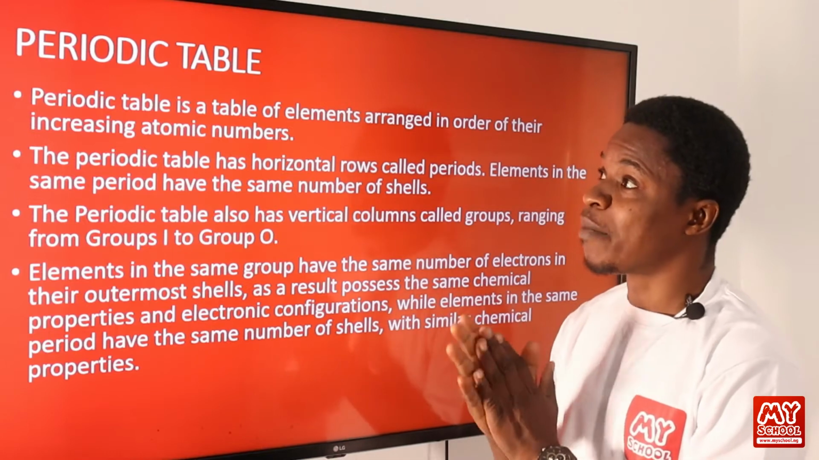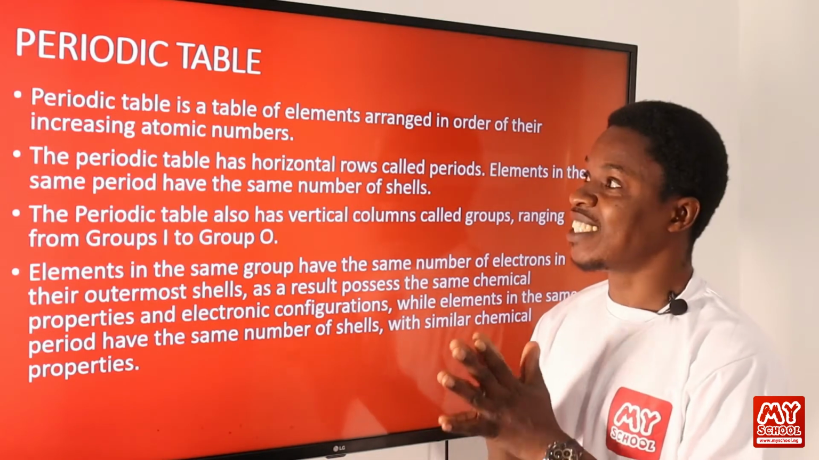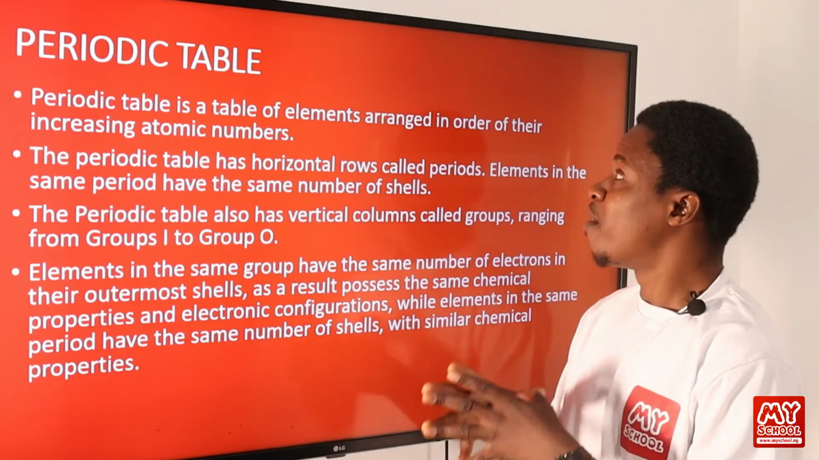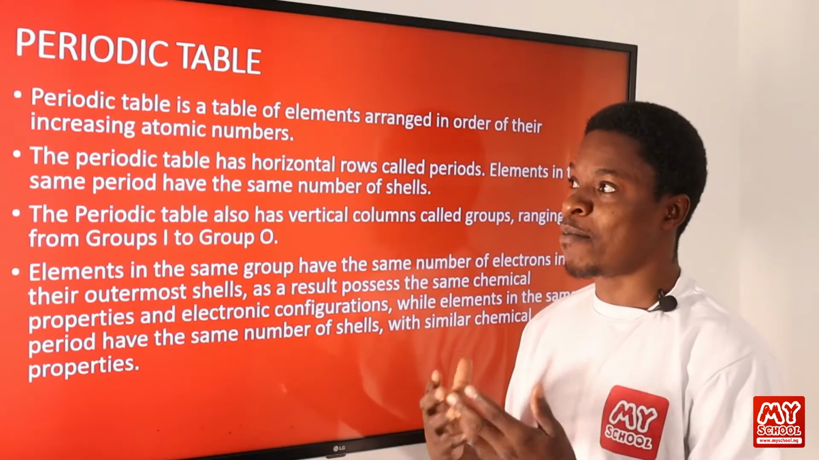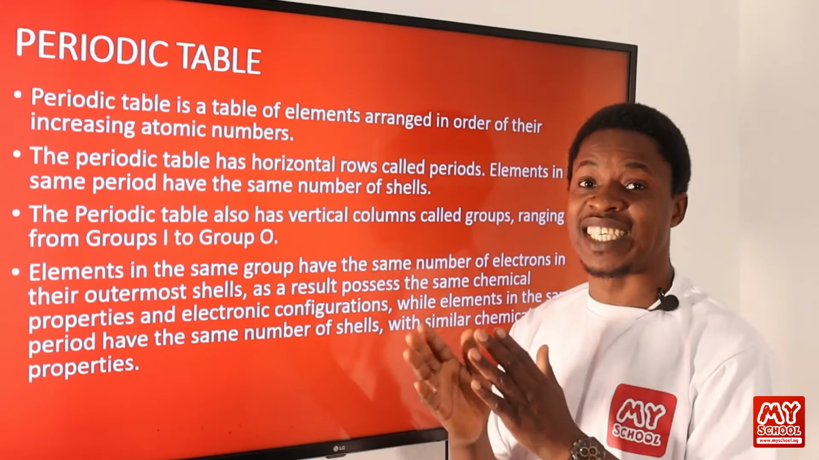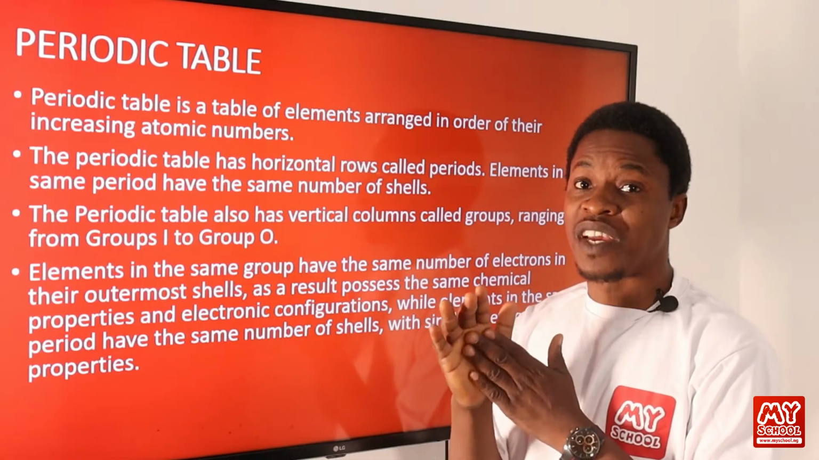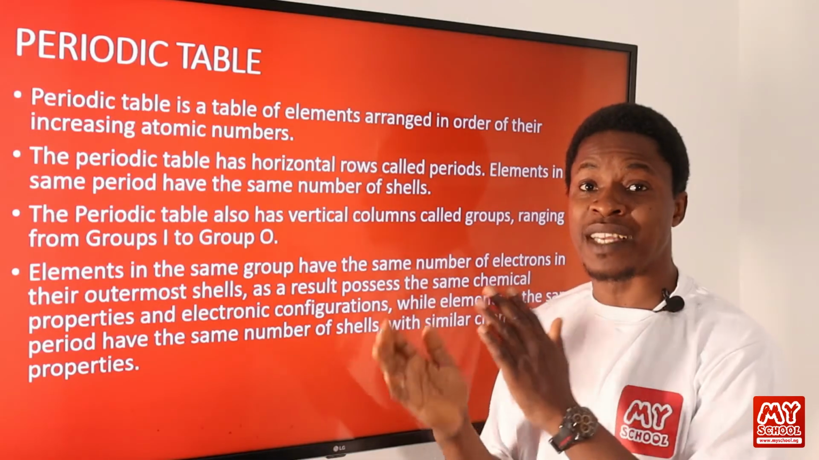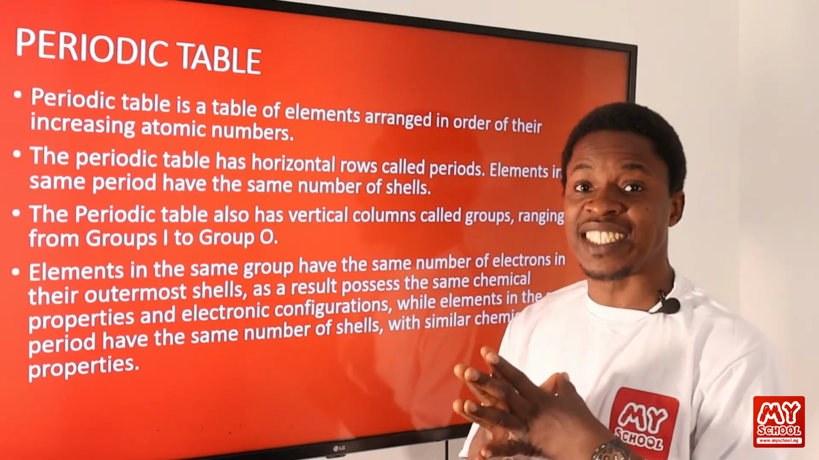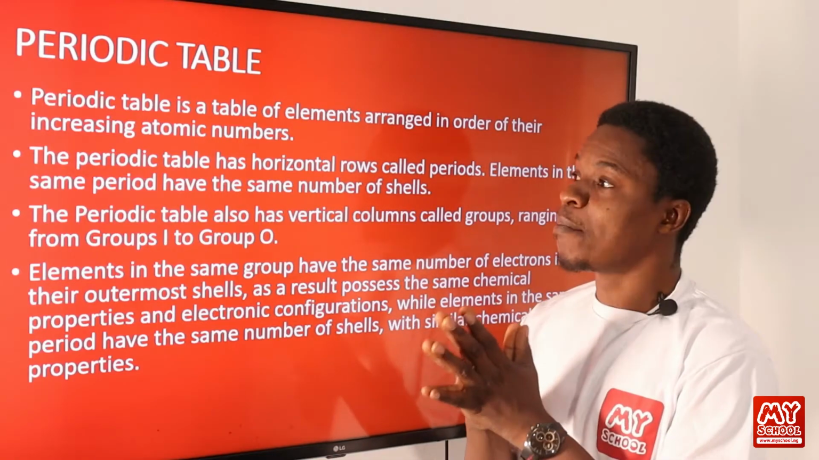The first thing we'll be talking about is the periodic table. A periodic table, as the name implies, is a table of elements arranged in order of their increasing atomic numbers. Remember, in the previous video, we talked about the different types of elements we have, whether they are non-metals or metals. How they are arranged in a table is what we mean by periodic table.